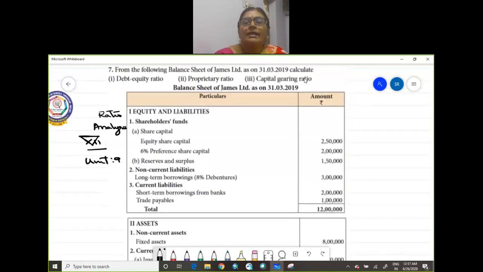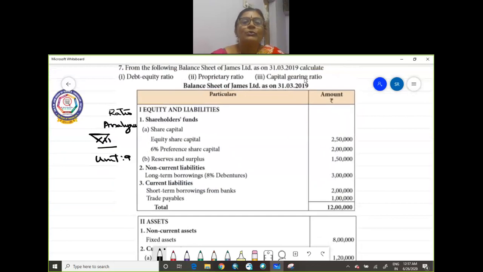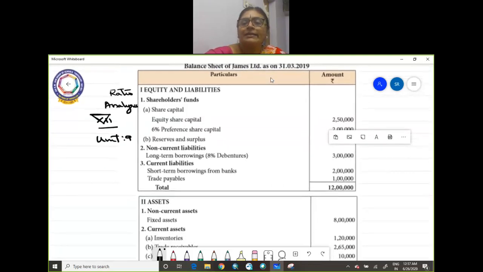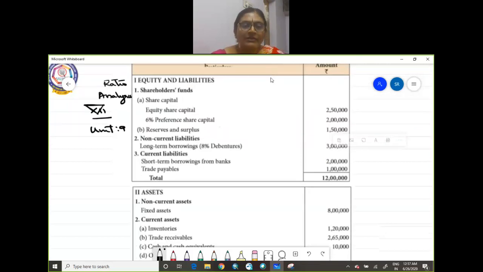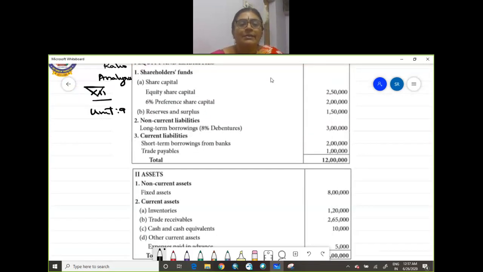We are going to find out debt equity ratio, proprietary ratio and capital gearing ratio with the balance sheet of James Limited as on 31/3/2019. They've given you a lot of details here, your assets and liability side: shareholders fund, reserves and surplus, non-current liabilities and current liabilities. Your balance sheet liability side total is 12 lakhs, and your current assets and non-current assets also come to 12 lakhs.